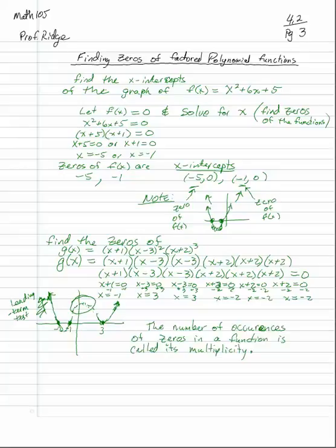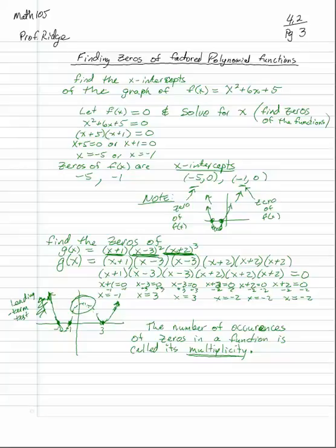The number of occurrences of a particular zero in a function is called its multiplicity. Or you can think of it in factor form: basically the power, the number of times you get that factor. So if you look at the original function, you have x plus 1 once, so the multiplicity is 1. X minus 3 twice, so the multiplicity is 2. And x plus 2 happens 3 times, third power, so its multiplicity is 3.